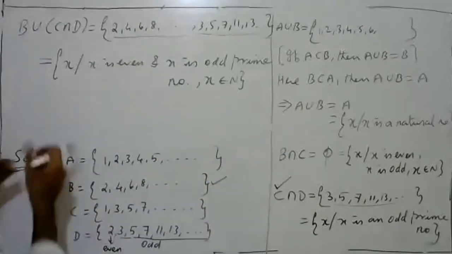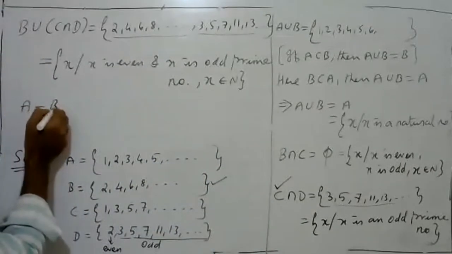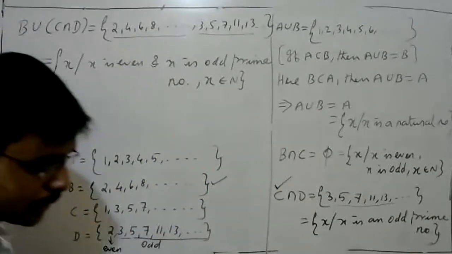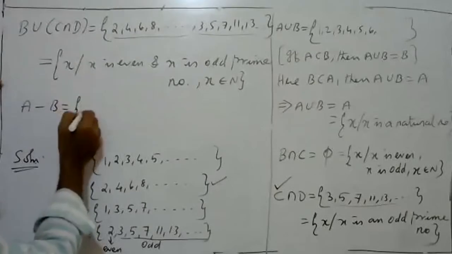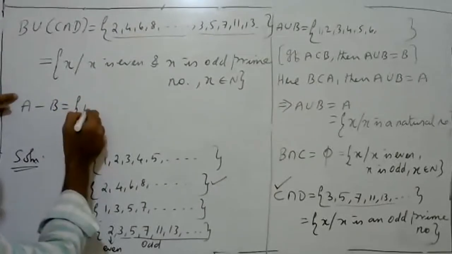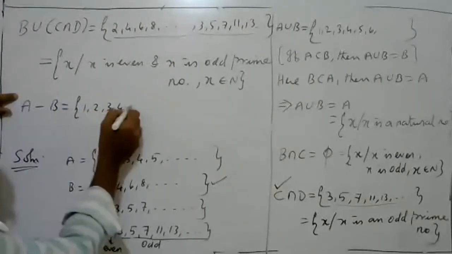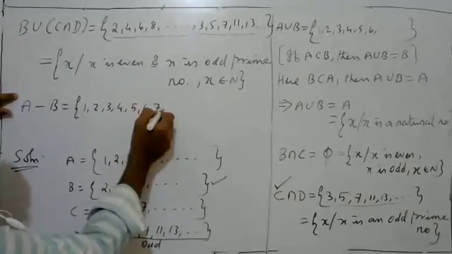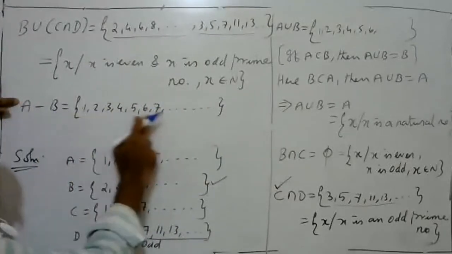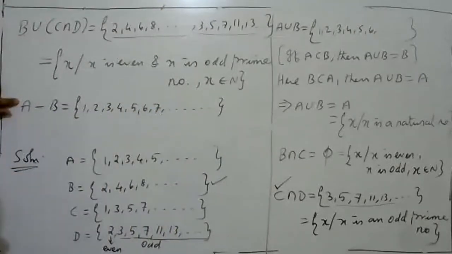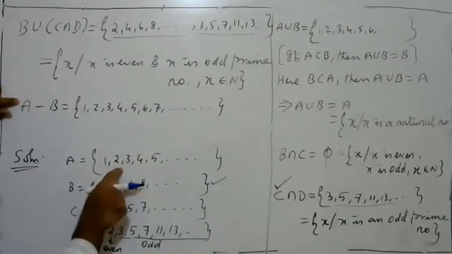Right. Now come to the next question, A minus B, C minus D. The question is A minus B. What is A minus B? I have already told you how to write A minus B. First of all, take all the elements of A. That means 1, 2, 3, 4, 5, 6, 7, etc., because A is the set of all natural numbers.